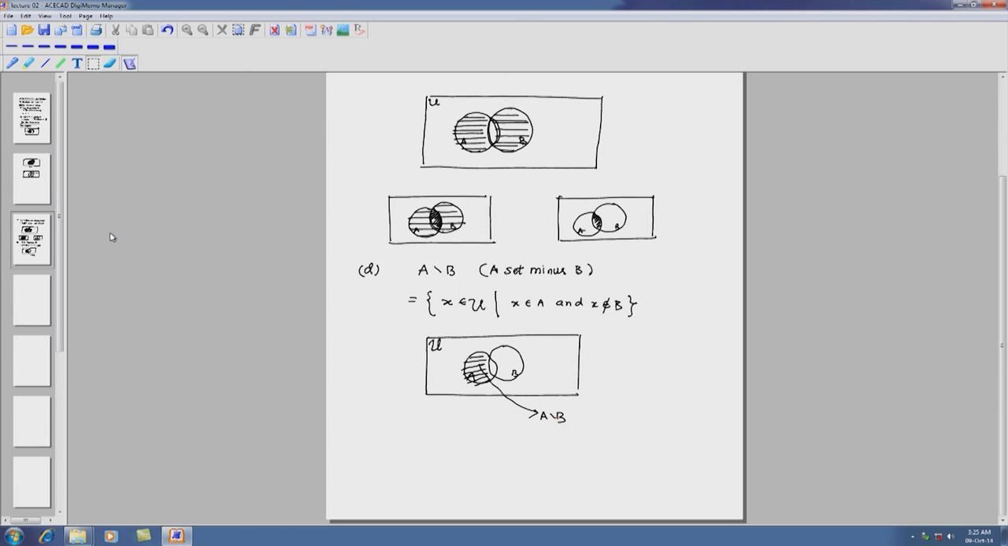Now, if we inverted this situation and if we had taken B minus A, we would have gotten X belongs to U and X belongs to B and X does not belong to A. Now, in the Venn diagram, that means the region which is inside B but not in A intersection B. So, if you have A here and B here, this is the region corresponding to B minus A. This is B, this is B minus A.